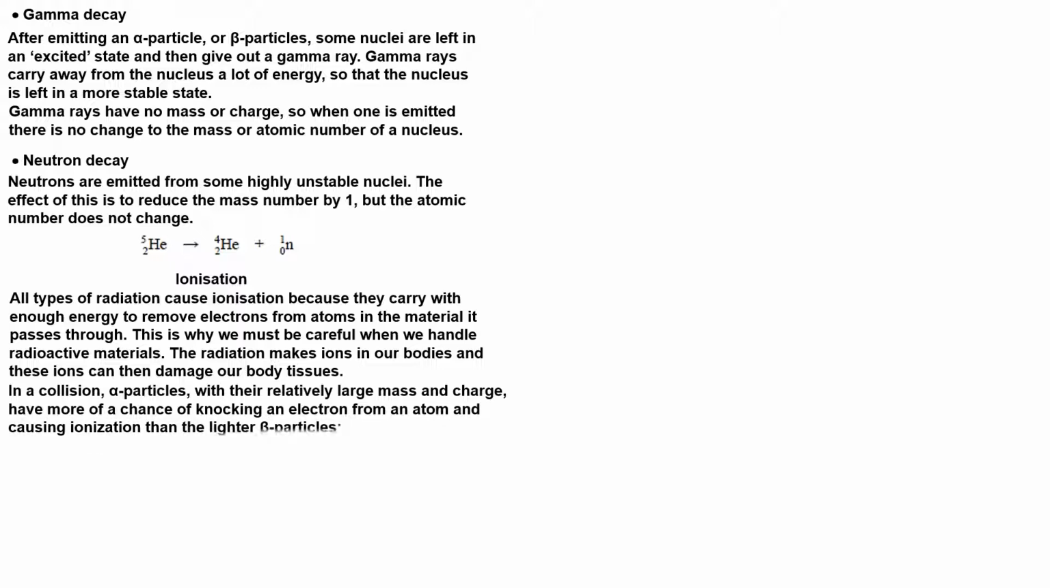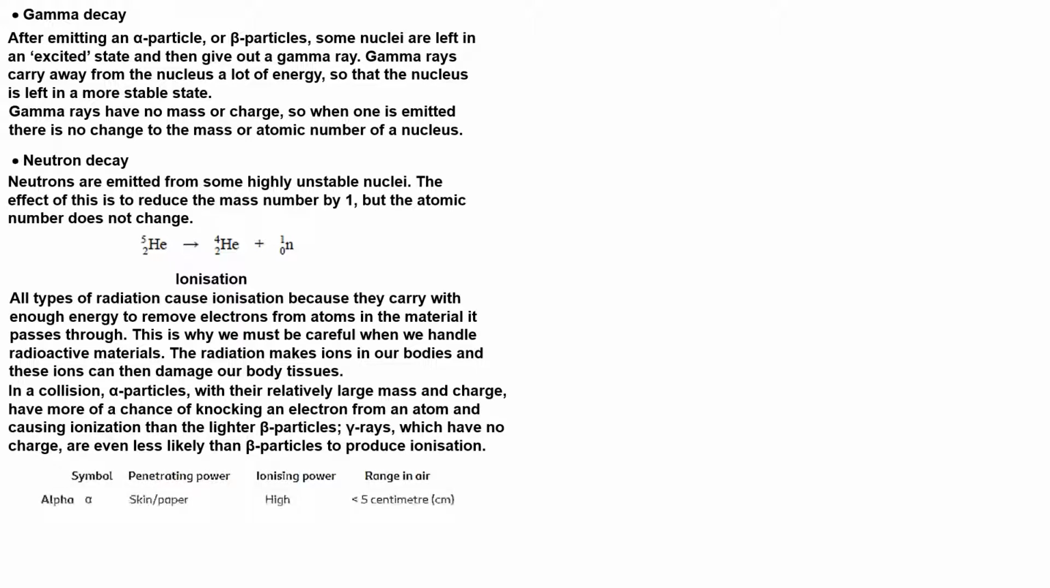In a collision, alpha particles with their relatively large mass and charge have more of a chance of knocking an electron from an atom and causing ionization than the lighter beta particles. Gamma rays, which have no charge, are even less likely than beta particles to produce ionization. The different types of radiation are often compared in terms of their penetrating power, their ionizing power, and how far they can travel. Take a look at this diagram. Now it is your turn.